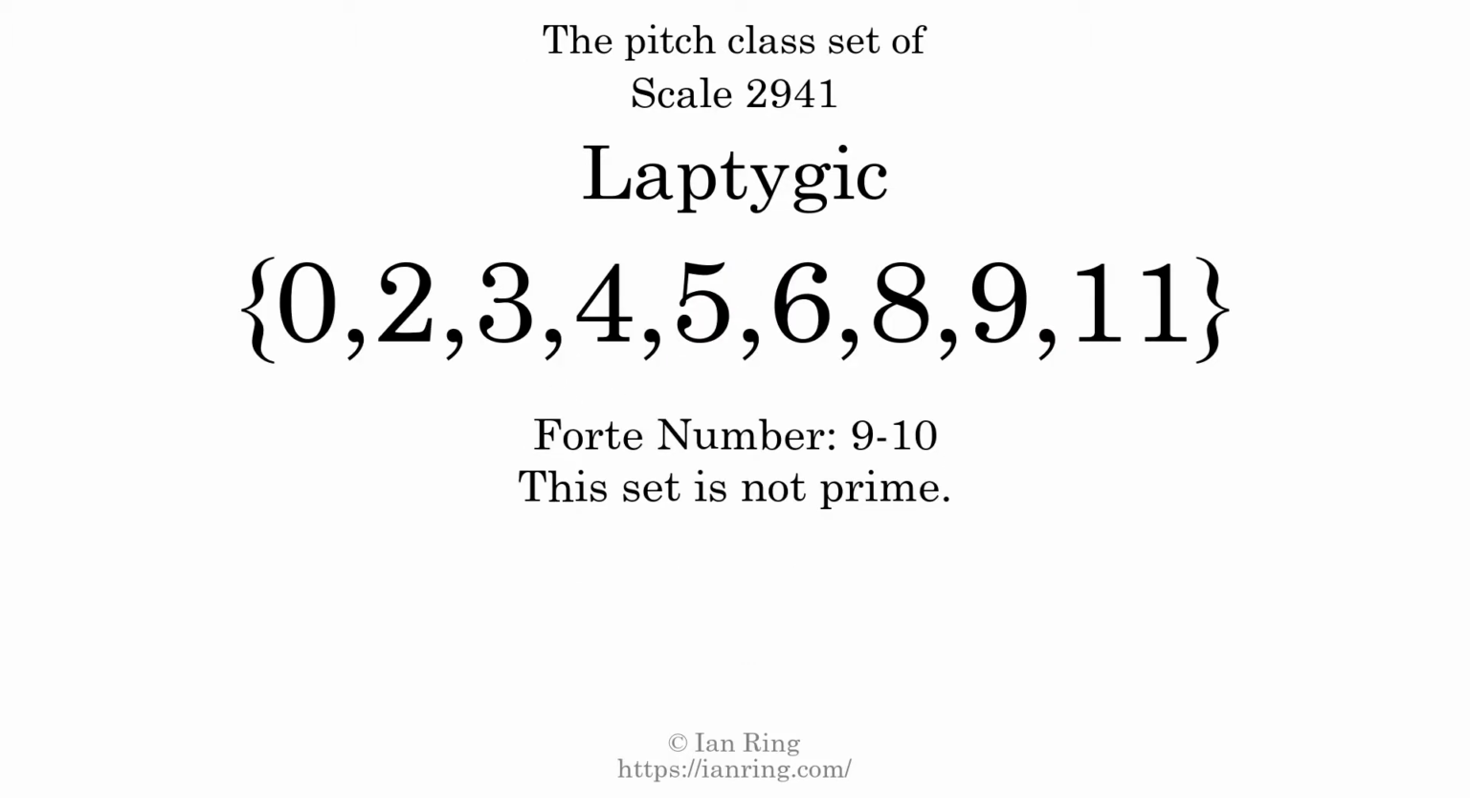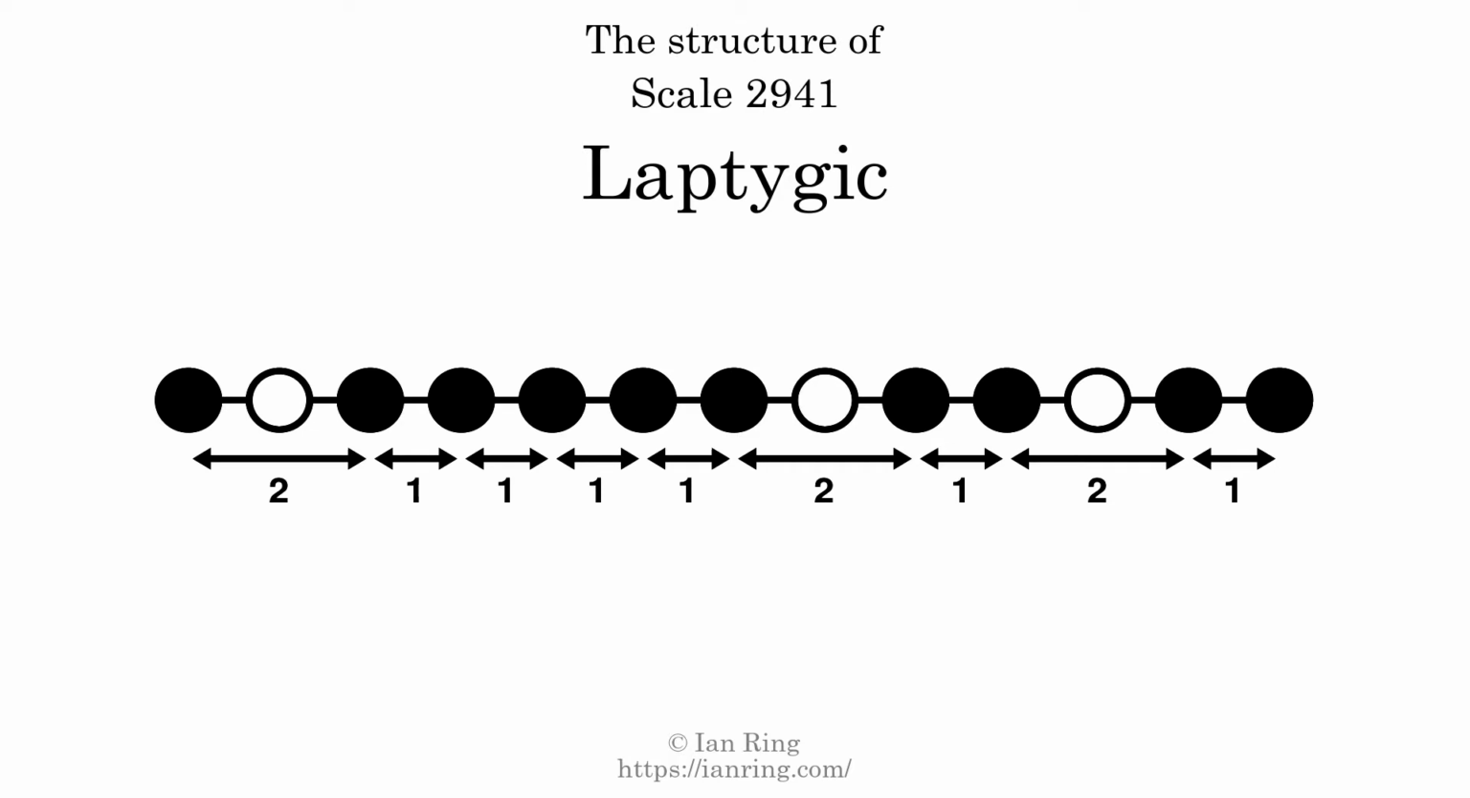The pitch class set for this scale is 0, 2, 3, 4, 5, 6, 8, 9, 11. The Forte class is 9, 10. This set is not prime. The structure of a scale is a description of the interval distance between each successive tone. This scale has a structure of 2 1 1 1 1 2 1 2 1.